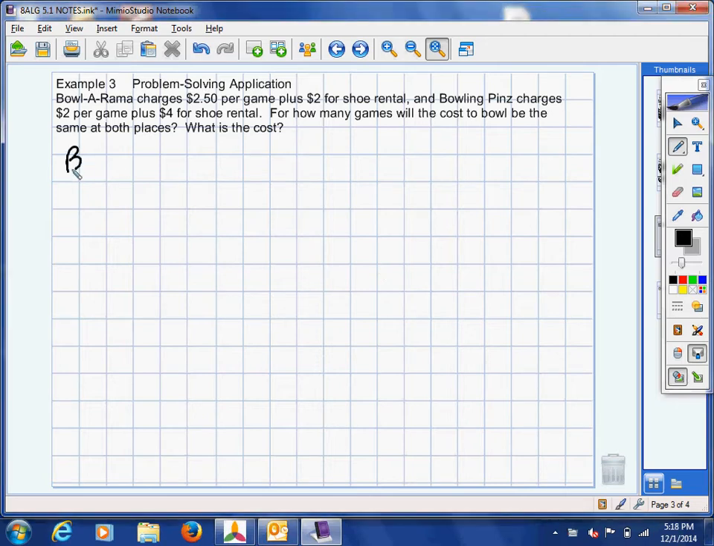So we've got Bolorama, and they gave us some information about Bolorama. They said, okay, this is what Bolorama charges: $2.50 per game plus $2 for shoe rental. Now, $2.50 per game. Notice that the more games I play, the more money I spend. So if I just do one game, I pay $2.50. If I play 2 games, that's $5. Notice how that's changing. Because that's changing, that's your rate, that's your slope.